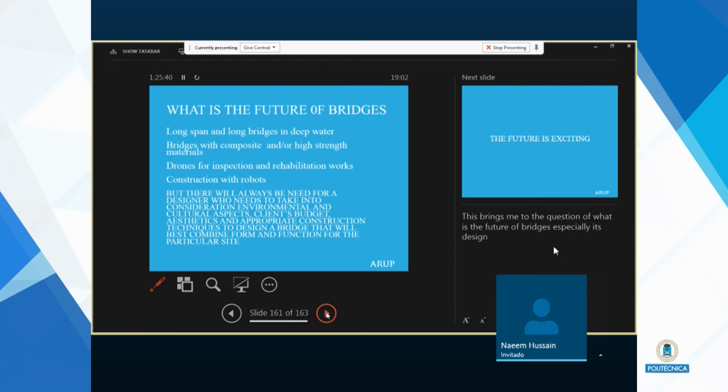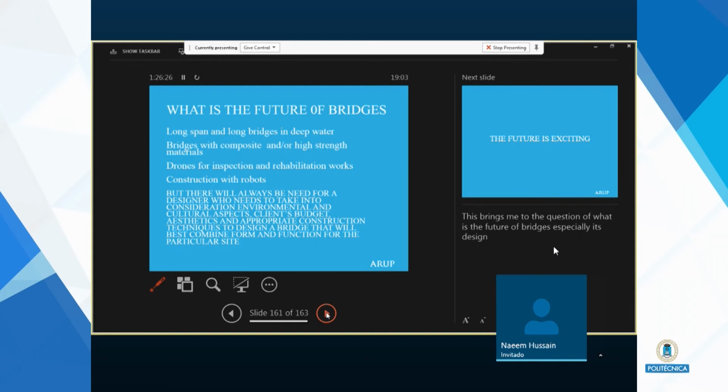For the young engineers in the audience, you may ask, what is the future of bridges? To me, at the moment, it's very exciting. We're going to see very long spans, and long bridges in very deep water. We will see crossings, maybe Gibraltar, maybe between Alaska and Asia, across the Red Sea. And I think we are going to have bridges with composite and high-strength materials because we need to reduce the weight. You can already see that we are using drones for inspection and rehabilitation works. And then we may also have construction with robots.